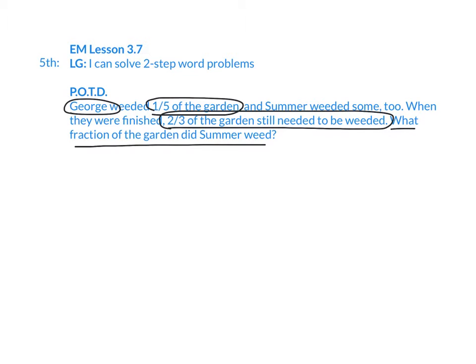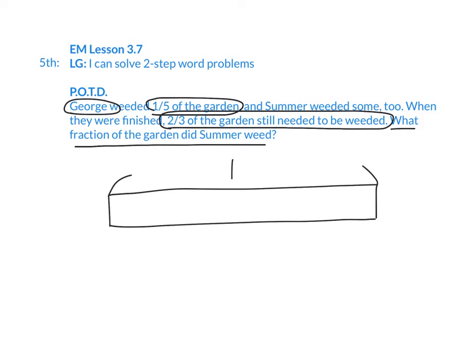Go. Okay, so if we have the entire garden as our piece of tape, we can label that as one whole garden. We know that George weeded 1/5, so I'm going to split it into fifths. I'm going to show that George did 1/5. Now, Summer did some. We don't know how much Summer did, but we do know that when they were all done, 2/3 of the garden still needed to be weeded, right? So this is the 2/3 that weren't done yet. Do you guys see that? Okay. I can label that 2/3 is what's left. So what that means is Summer must have done this part.